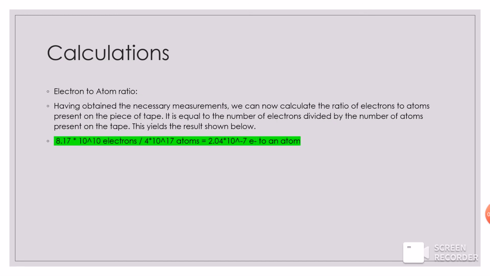Now we can calculate the electron to atom ratio. Now that we have the necessary measurements, we can simply divide the number of electrons by the number of atoms present on the tape, which yields approximately 2.04 times 10 to the 7th electrons to an atom ratio.